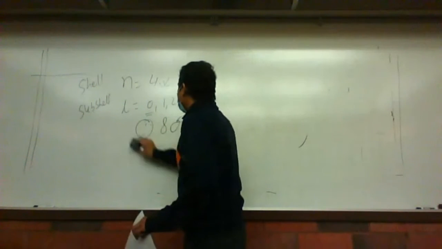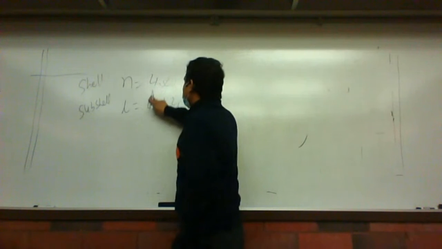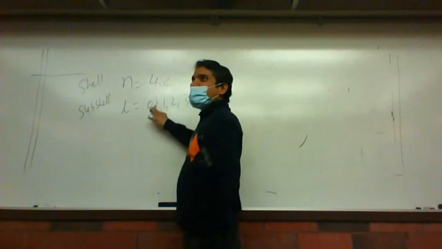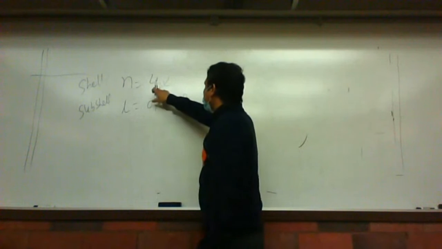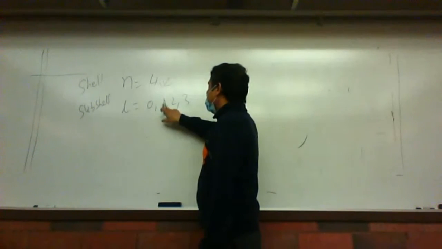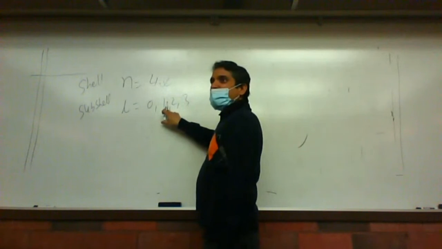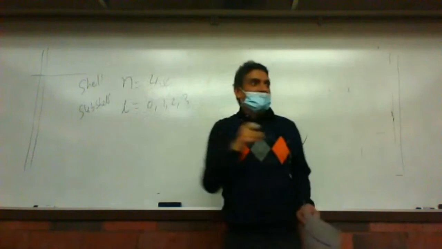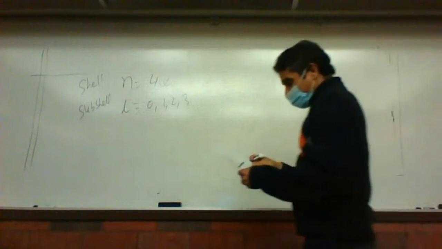So if you are talking about n equals 4 and L equals 0, you are saying, I'm in the fourth orbit, and I'm just talking about the spherical space in that fourth orbit. If you are talking about the fourth orbit and L equals 1, you are saying, I'm in the fourth orbit, and in that fourth orbit, there is a dumbbell shape. I'm just talking about one kind of dumbbell shape, right? Good? Yeah. Good.